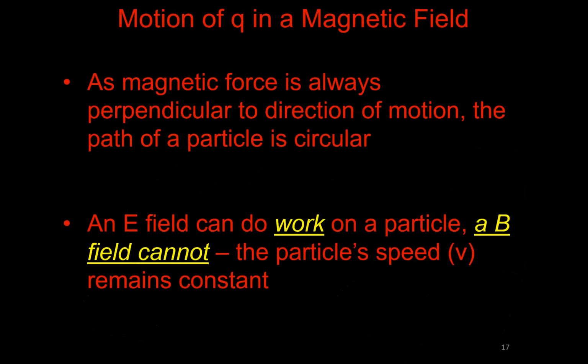So as the magnetic force is always 90 degrees to the direction of motion, the path of your particle is circular. Electric fields can do work on a particle, whereas a magnetic field can't. So the particle's speed in a magnetic field remains constant. Maybe not in the electrical case.